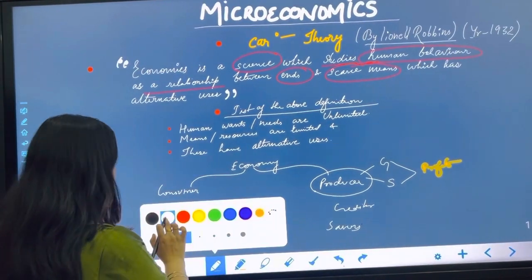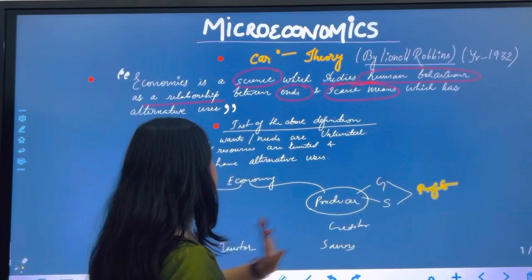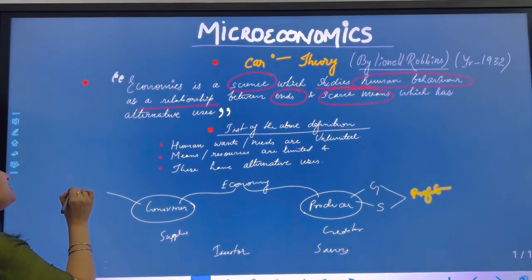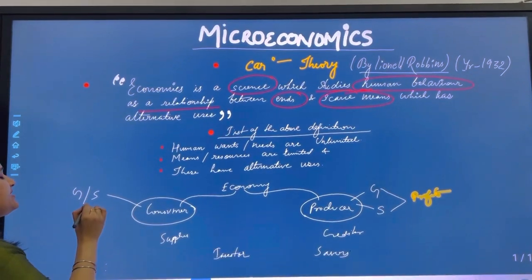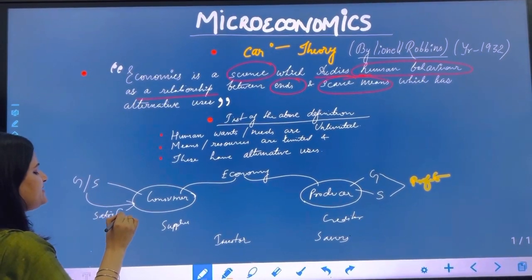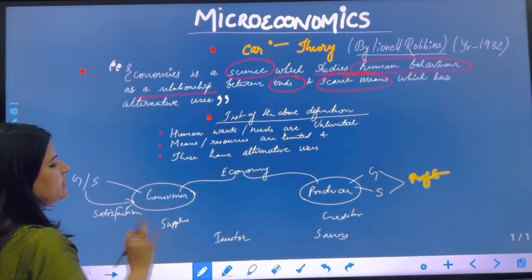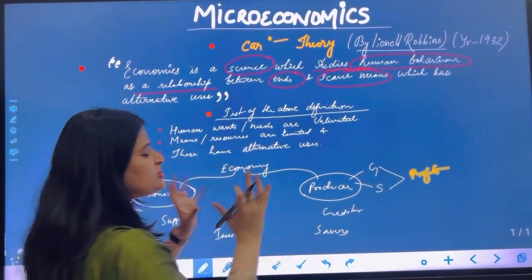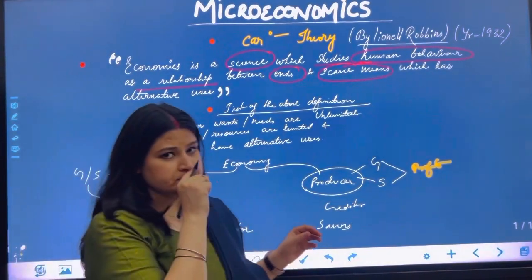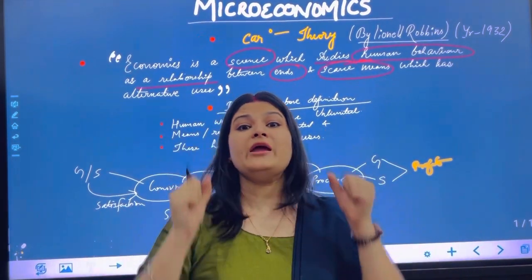Now, selling out their services. When we talk about consumers wanting to purchase goods and services, for what? For maximizing satisfaction. So these are considered the two important pillars of the economy. The rest of them are also important, but these are the pillars of the economy.